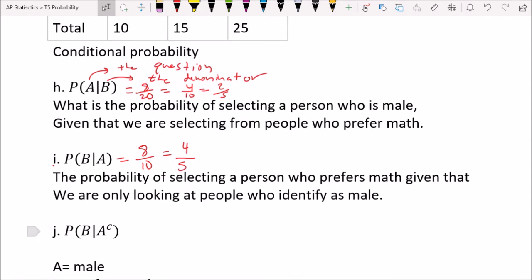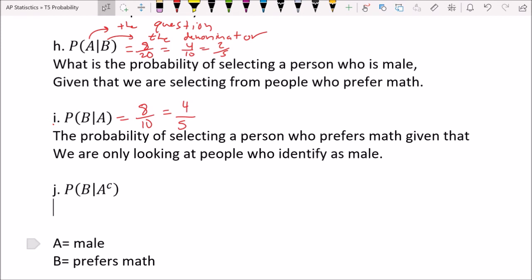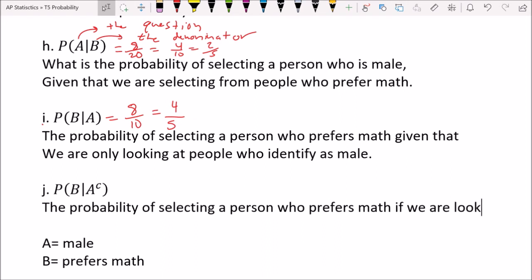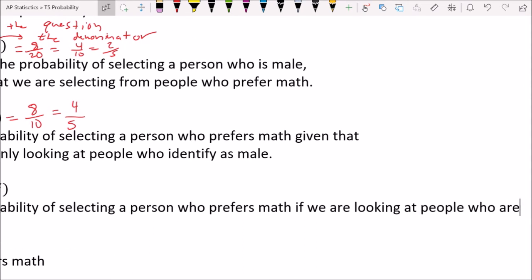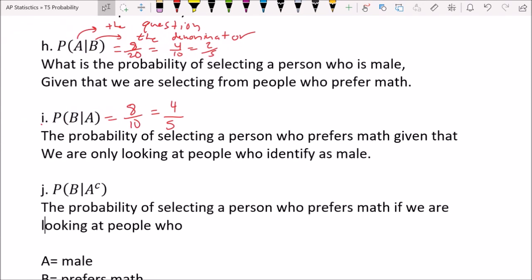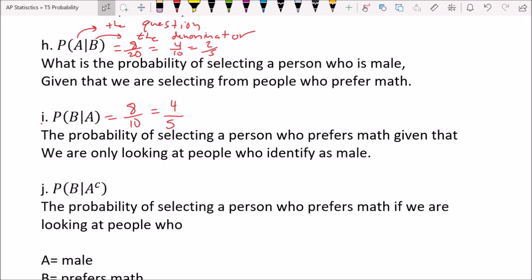Now, oh boy, we're putting multiple concepts together on this last one. It would be an awesome thing if you wanted to pause and try to translate this one and write out a sentence for what this means on your own, and then get feedback when you hit play. So this is asking the probability of selecting a person who prefers math if we are looking at people who, now not A, who do not identify as male.